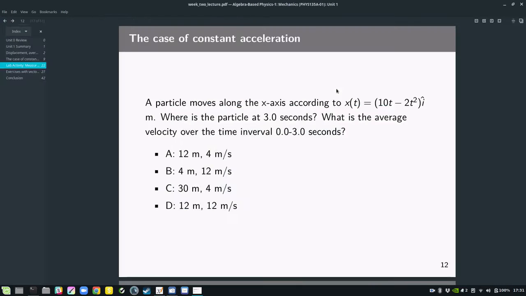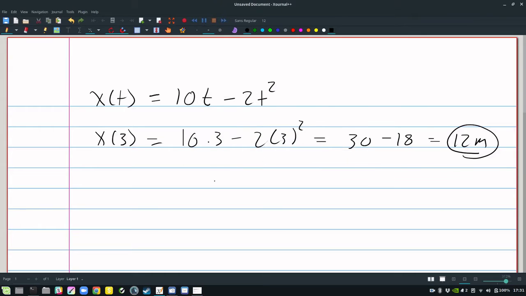So let's look at the answers. I think this answer is eliminated, and so is that one, because B and C do not have the correct position for the system at 3 seconds. It should be 12. So it's down to A and D, but the choices for the velocity are 4 meters per second and 12 meters per second. So we're going to have to calculate the average velocity.